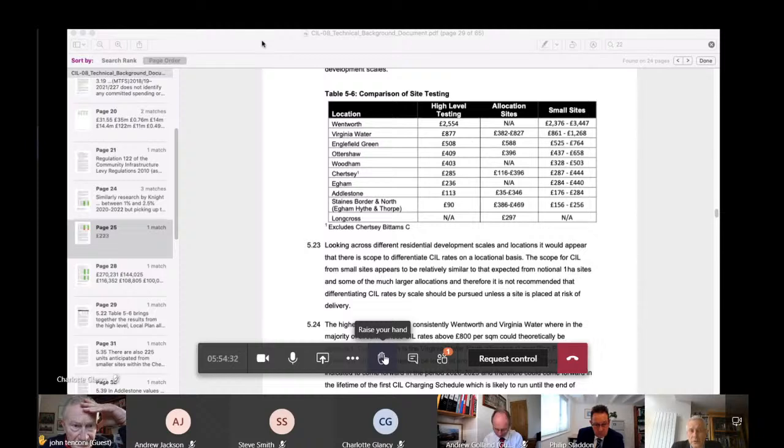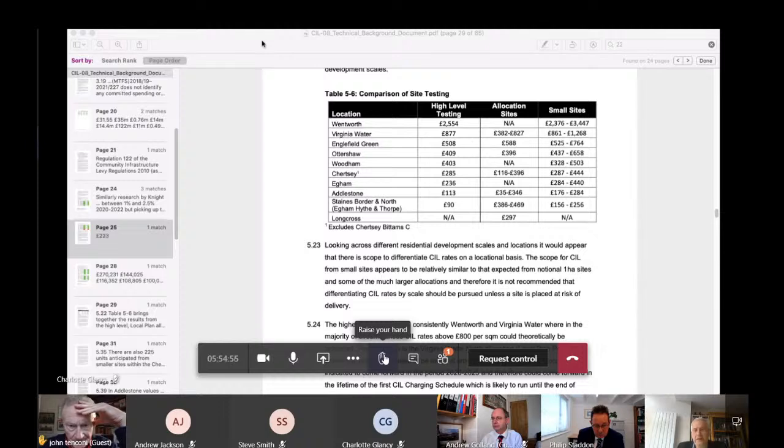If we started putting our rates upwards in our first charging schedule, then obviously we don't know what impact that would have until we actually start getting development through the pipeline. And if development starts coming through the pipeline and it's basically saying we can't afford your CIL rates, then we know we've gone too far.